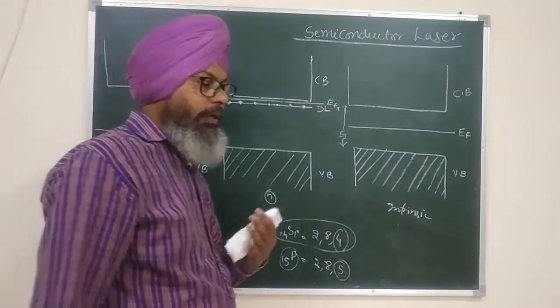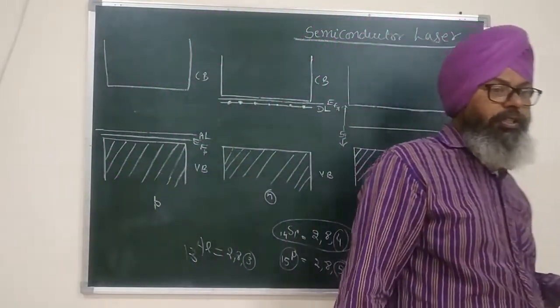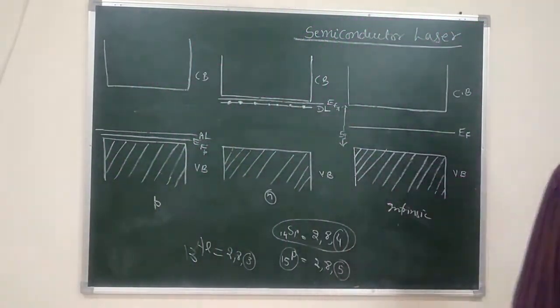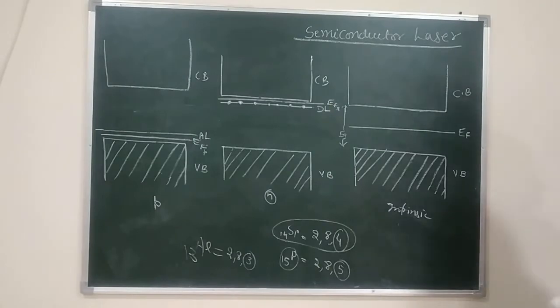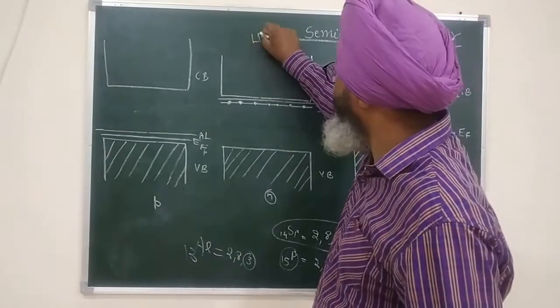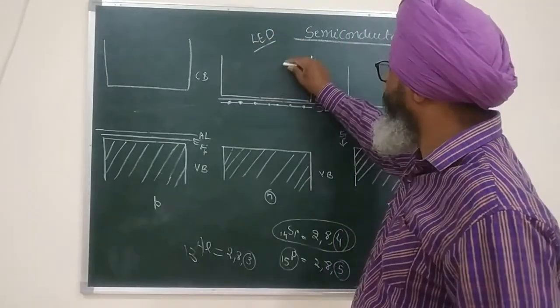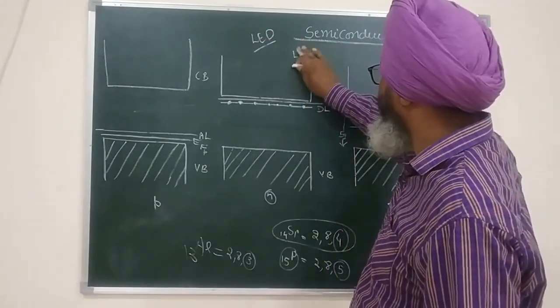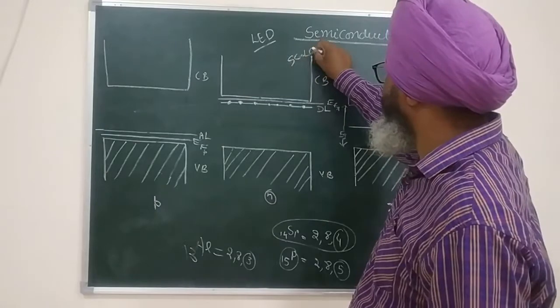Now we cannot use non-degenerate semiconductors for making laser diodes. Kindly remember LEDs. You know that light emitting diode also produces light, and we are now using semiconductor laser.